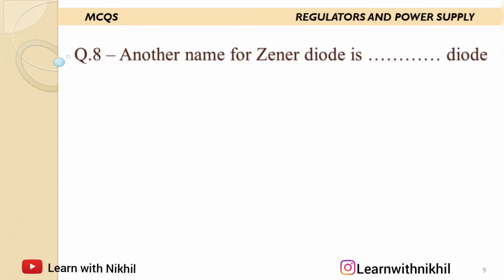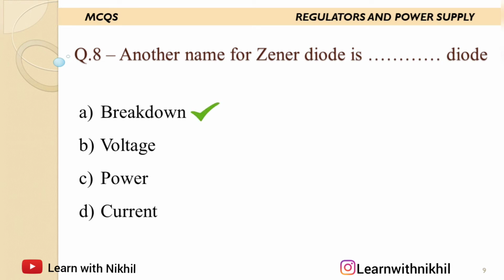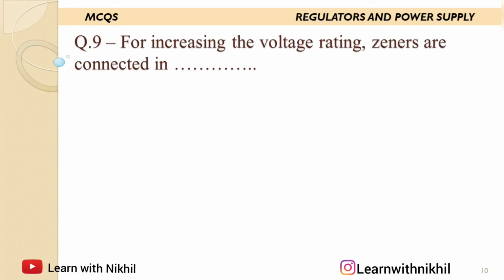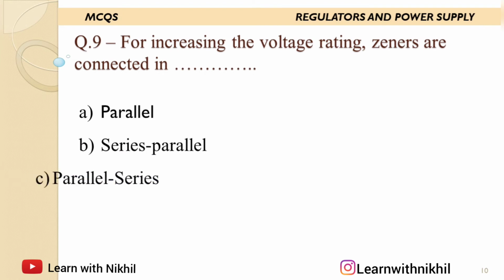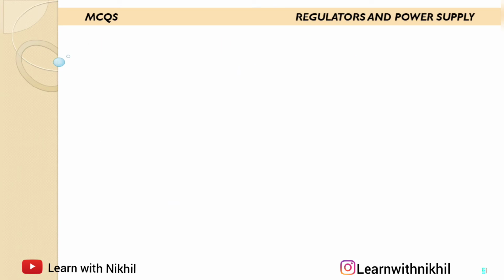Next question: another name for Zener diode is dash diode. A. breakdown, B. voltage, C. power, or D. current. And the another name for Zener diode is breakdown diode. Next question: for increasing the voltage rating, Zeners are connected in A. parallel, B. series parallel, C. parallel series, or D. series. And the answer is series.